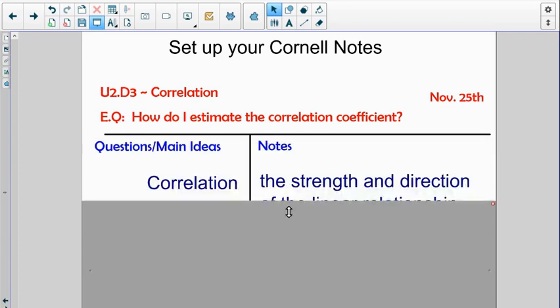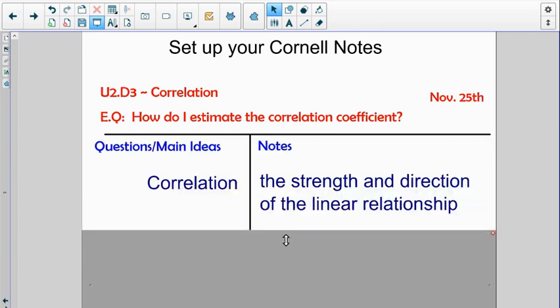So first, let's define correlation. Correlation is the strength and the direction of a linear relationship. It's important to note that there's two things that correlation describes. It does describe how strong the relationship is, but it also describes the direction, whether the relationship is that one variable is increasing as the other is increasing, or if one variable is decreasing as the other is increasing.